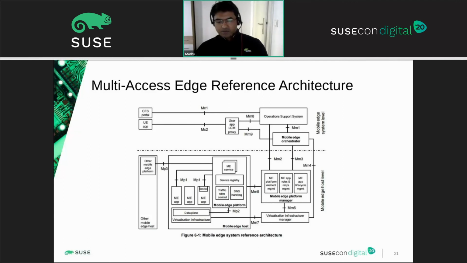So to summarize, edge applications can now utilize these components, run on top of virtualized infrastructure as virtual machines or containers. So these entities are orchestrated by the host level management system blocks and provided with additional services by the edge platform and platform manager.